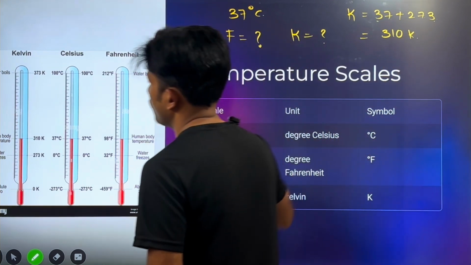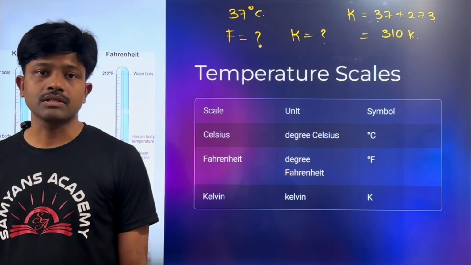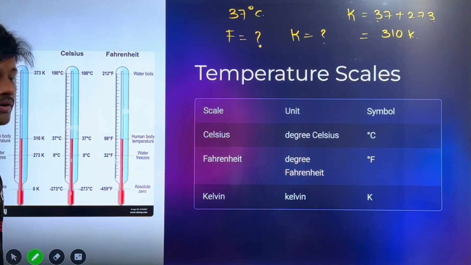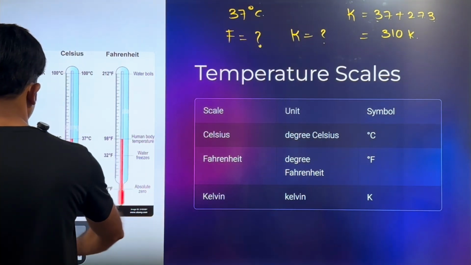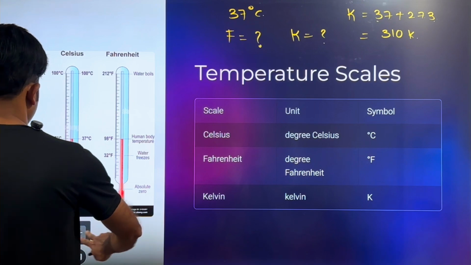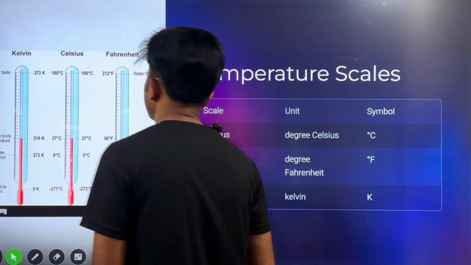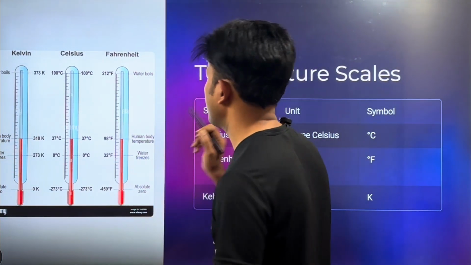Then how do you convert this 37 degrees Celsius into the Fahrenheit scale? What is the formula for that? I will show you one formula. Just a minute. For degrees Celsius to the Fahrenheit scale, we have one formula.